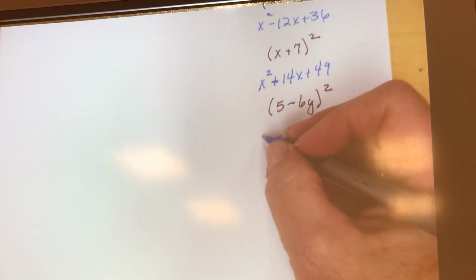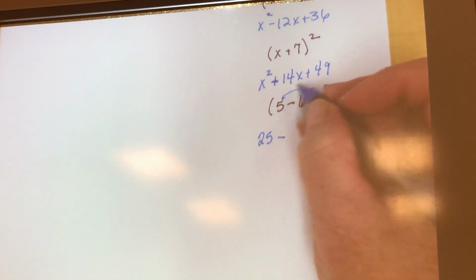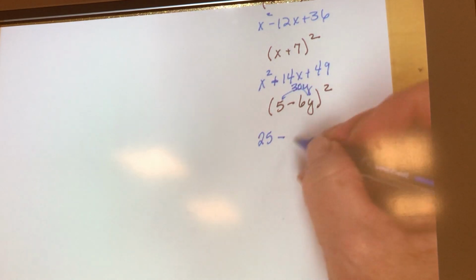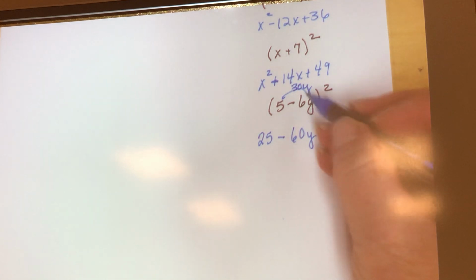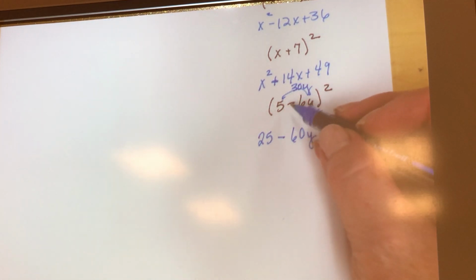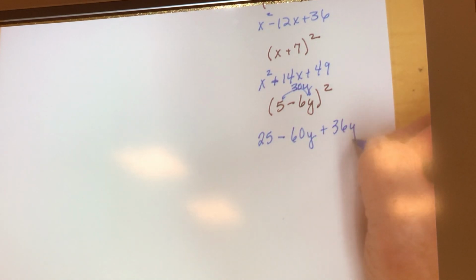Square the first. 25. Keep the sign. Minus. Their product is 30y. What's twice that? 60y. Okay? Do you remember what I said about writing the rainbow at first? Okay, it's best. Plus, square the last. 36y.